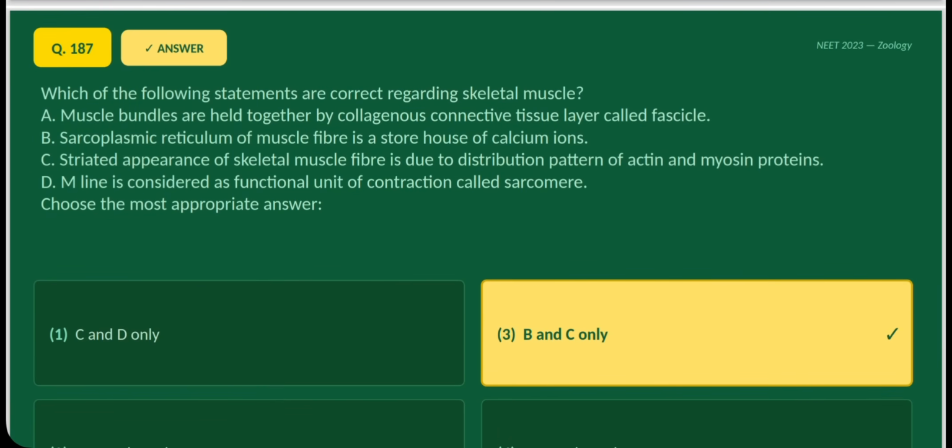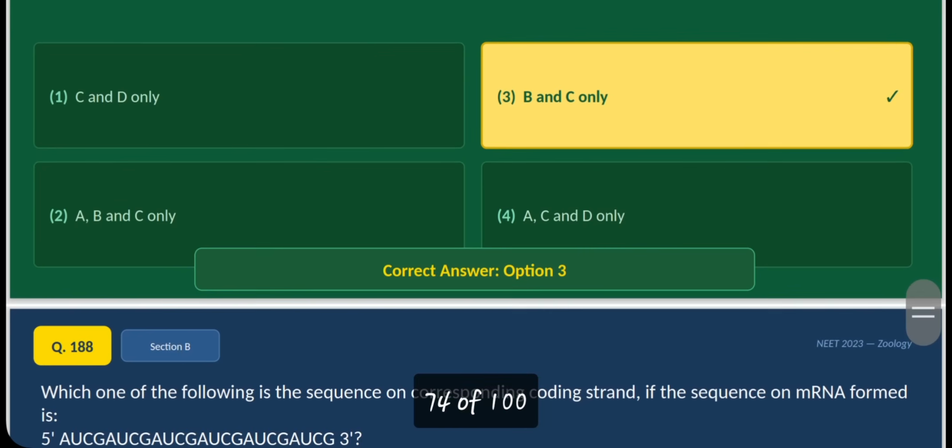Muscle fibers are held together by collagenous connective tissue layer called fascicle. That is wrong. Sarcoplasmic reticulum of muscle fibers is a storehouse of calcium ion, and striated appearance. So these two statements are correct, B and C. A and D are incorrect statements.